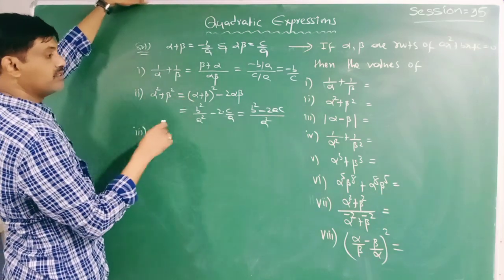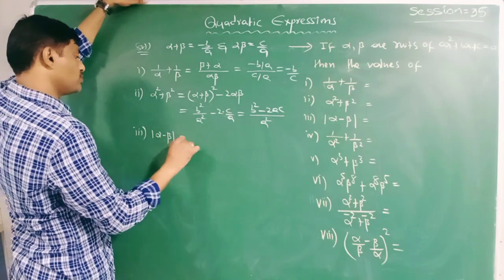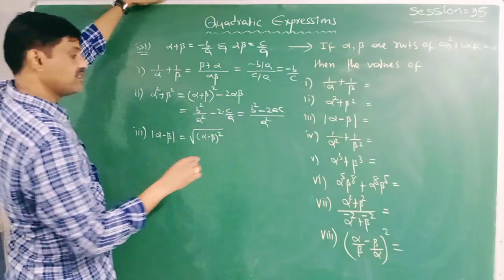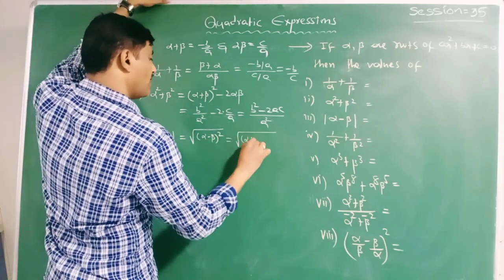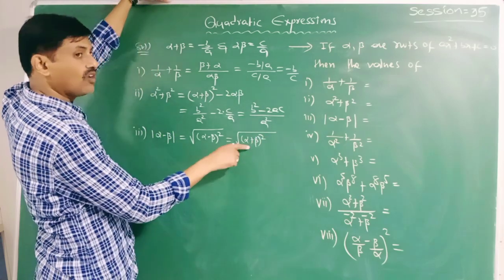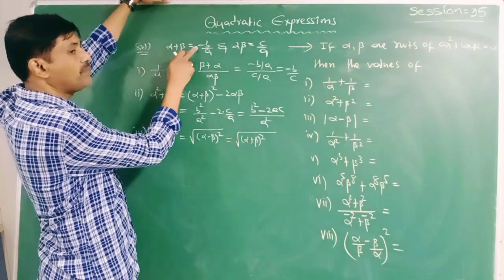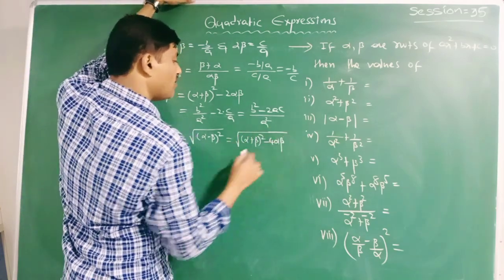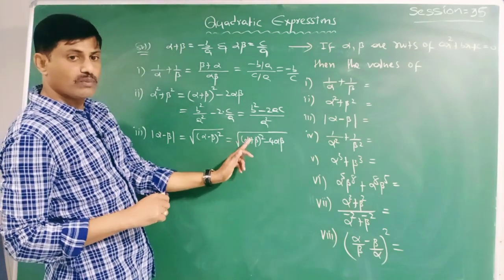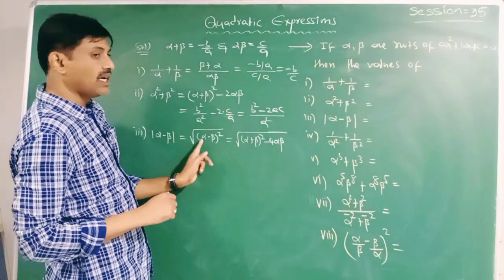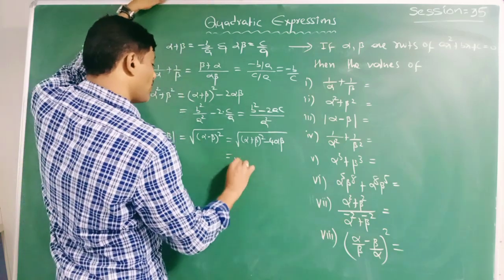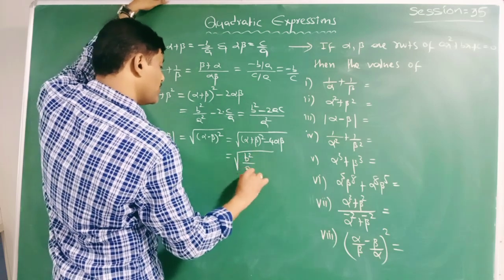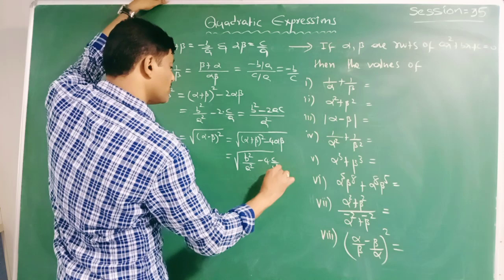Third one is the difference of the two roots. You know very well, this is root over alpha minus beta whole square we can write. This is equal to root over alpha plus beta whole square minus 4 times alpha beta. Why we write alpha plus beta whole square: we have alpha plus beta value minus b by a. Alpha plus beta is minus b by a, square means we are getting b square by a square, minus 4 times c by a.